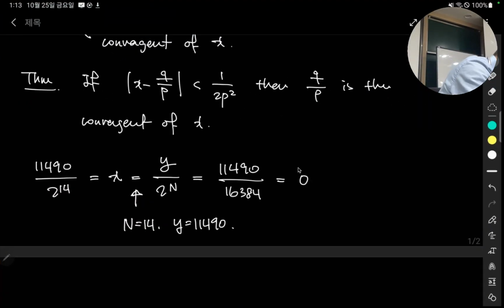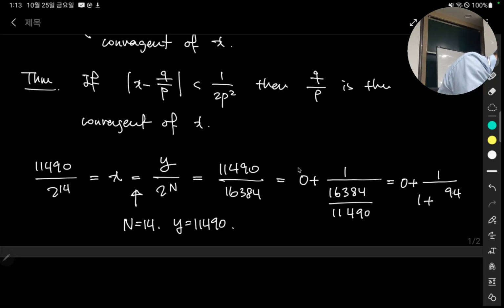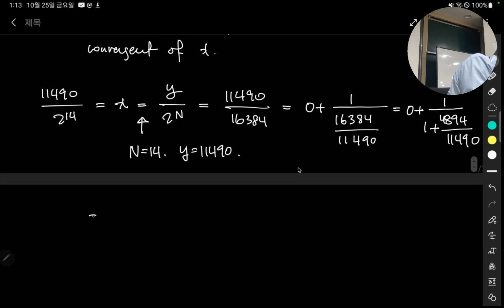So first, you have 0, and you have 16384 over 11490. So it's 0 plus 1 plus 4894 over 11490. Okay, you don't have to do it by hand, but I'll do it for a few of them, just so that you can get the idea of how a continued fraction looks.